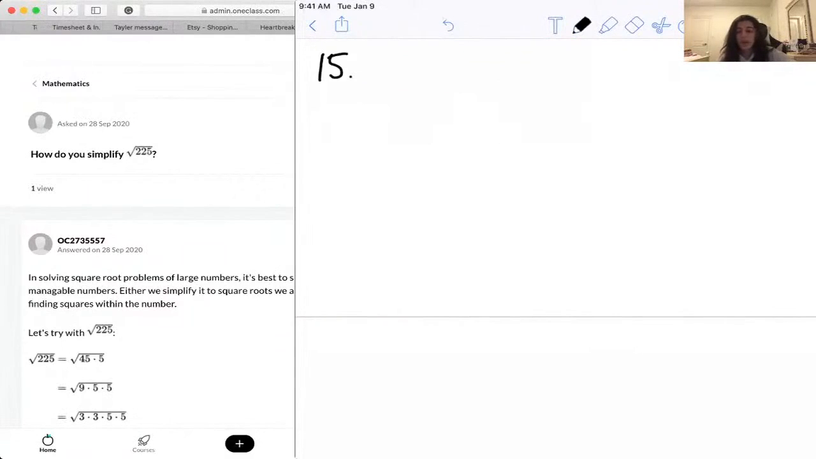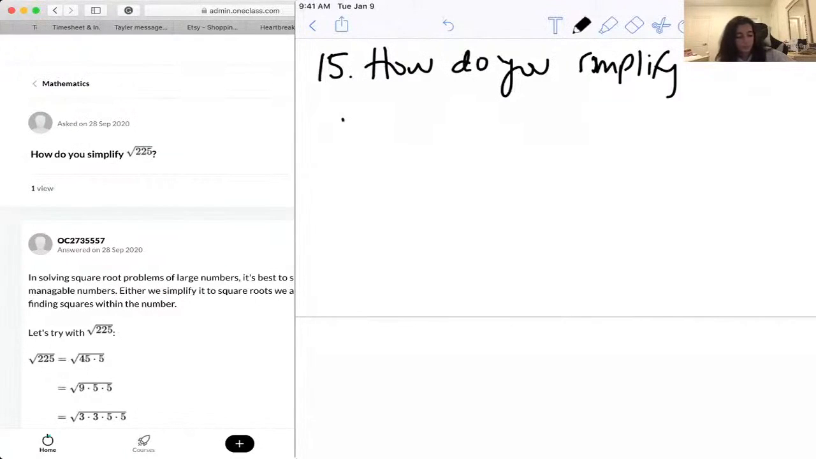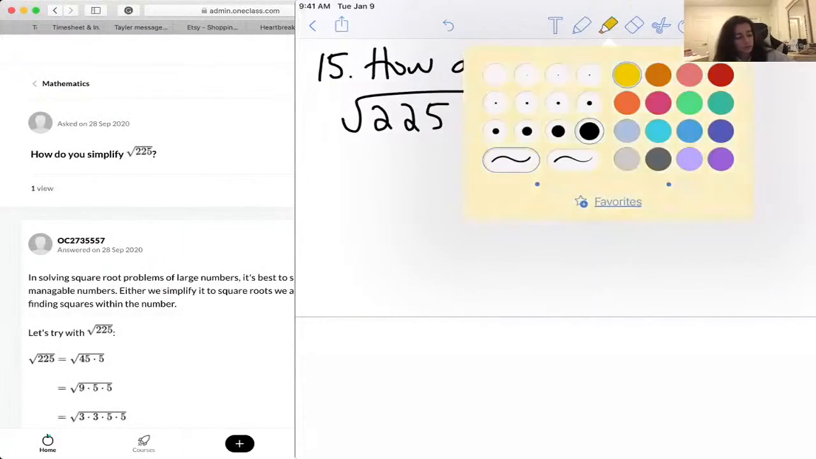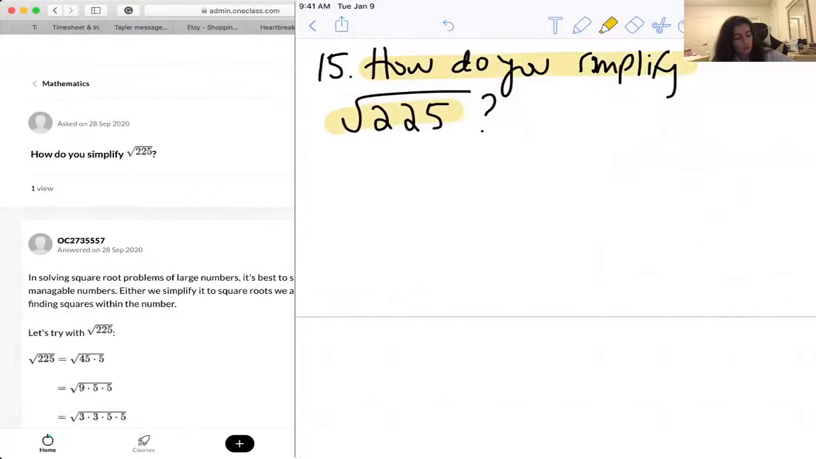So our next question is, how do you simplify the square root of 225? I'll write the question. You can put this in your calculator, however, it does ask us to solve or simplify.